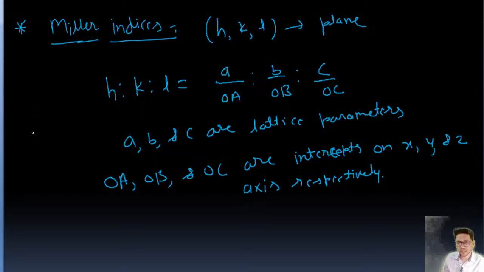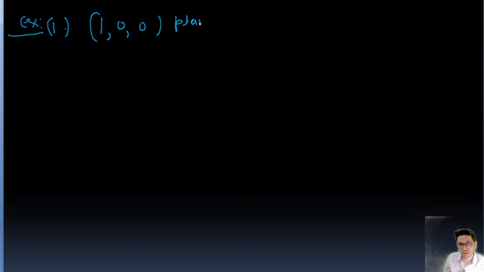Next, I'm going to explain by example. Example one: we have given 1, 0, 0. This is the Miller indices of the plane given, right? We have to show that plane in a crystal. So this is the 100 plane. How are we going to show it?